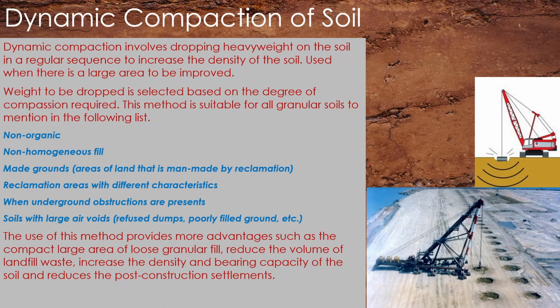Dynamic compaction of the soil. What is dynamic compaction of soil? Dynamic compaction involves dropping heavy weight on the soil in a regular sequence to increase the density of the soil. Used when there is a large area to be improved. The weight to be dropped is selected based on the degree of compaction required.